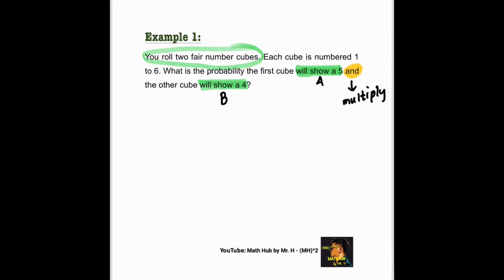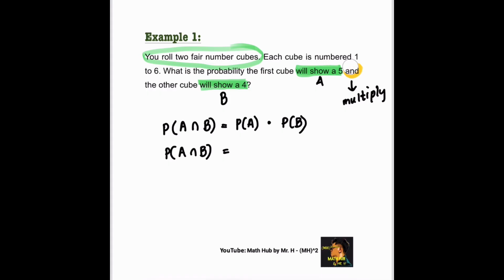All right, so to calculate the probability of this, we learned that probability of A and B is equal to probability of A times probability of B. And then we just simply identify the probability of A first. So event A will show a 5. How many 5s do we have on a number cube? So there's only one 5.